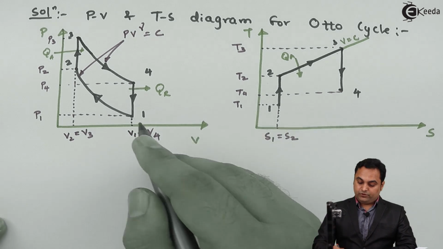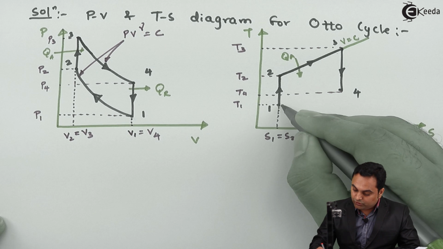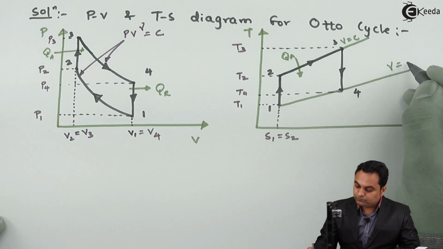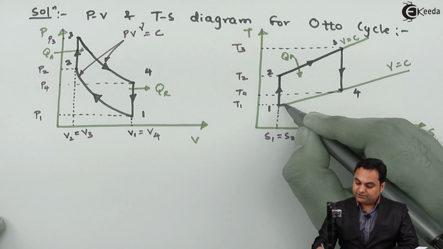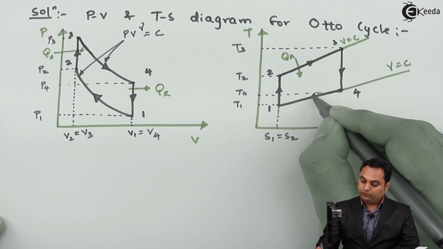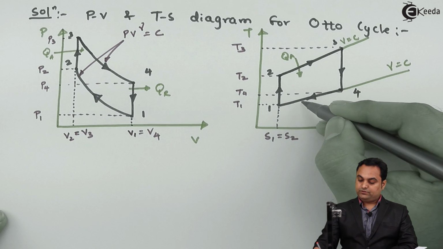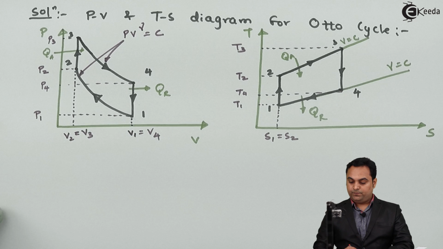Now process 4 to 1 is constant volume heat rejection. So again there is a constant volume line, and here the heat gets rejected from point 4 to point 1, and it is at constant volume. So this is heat rejected at constant volume.